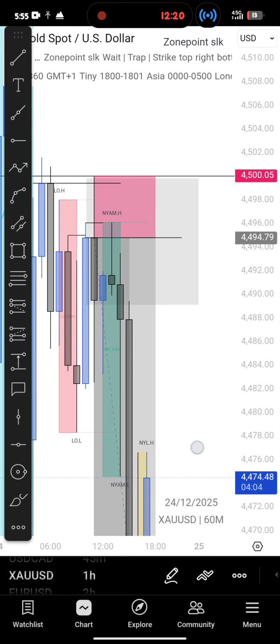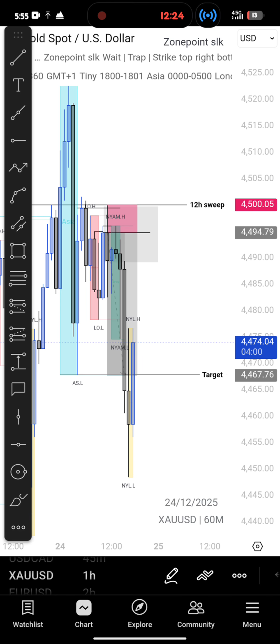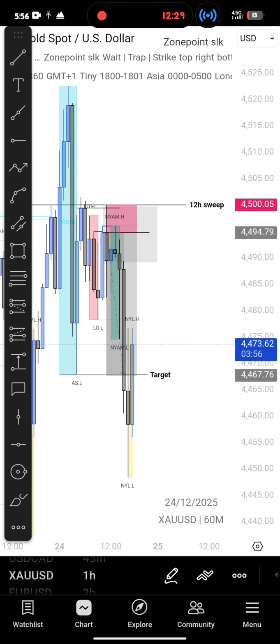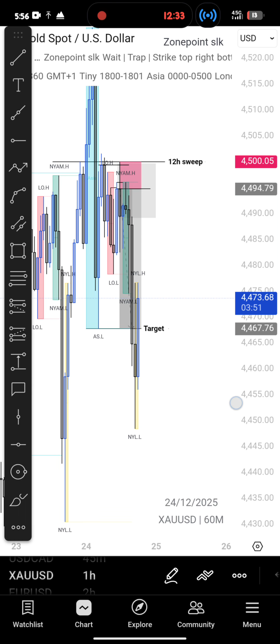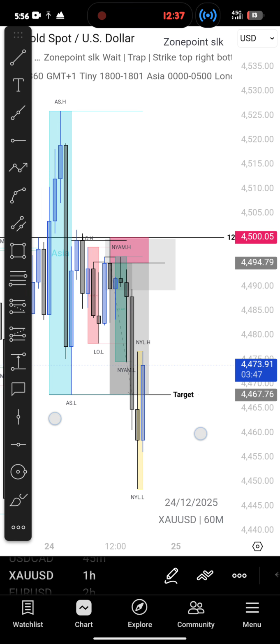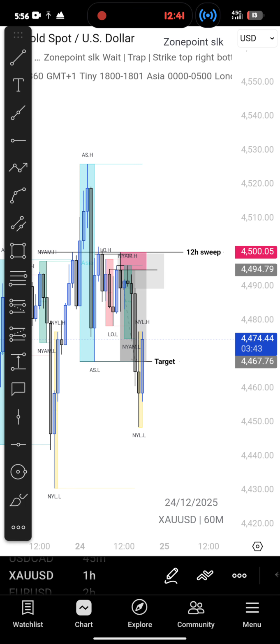So that is how I was able to enter this trade on gold, and I targeted this Asia low, which was my initial target, and it's 1:5 RR, which is a good quality and massive one. So that's how I took my trades today. That's how I was able to take those trades.